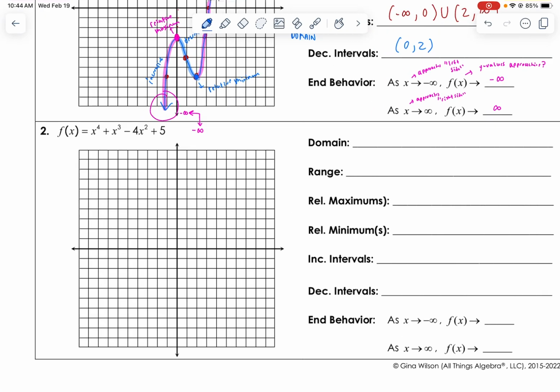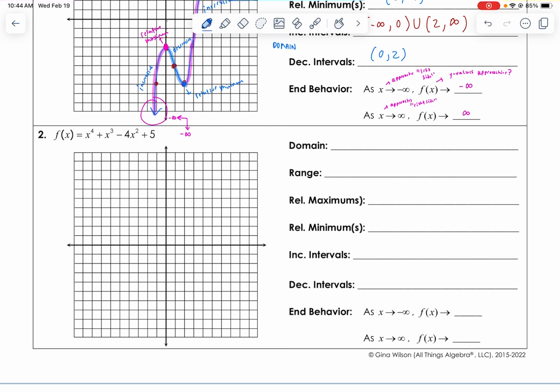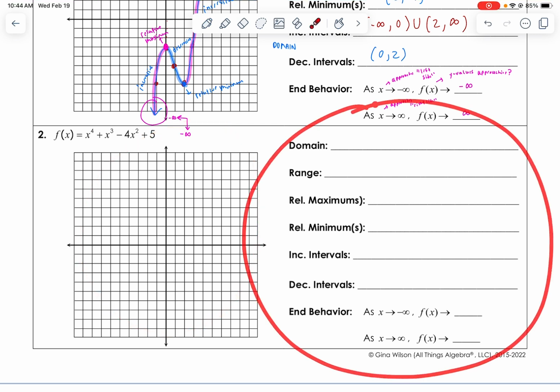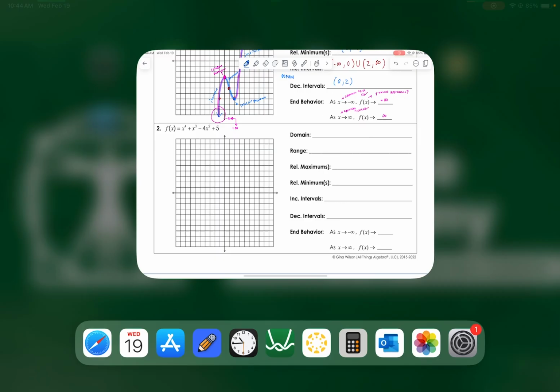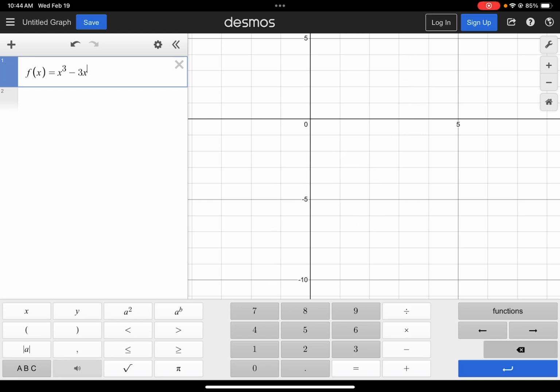Once you get here, now they're giving us a different function to work with. So I'm going to do the same thing we did. They want you to graph it and list out the attributes of this polynomial. So I'll go to Desmos, erase all this, and graph that new polynomial. So we have x to the 4th plus x cubed minus 4x squared, and then plus 5.